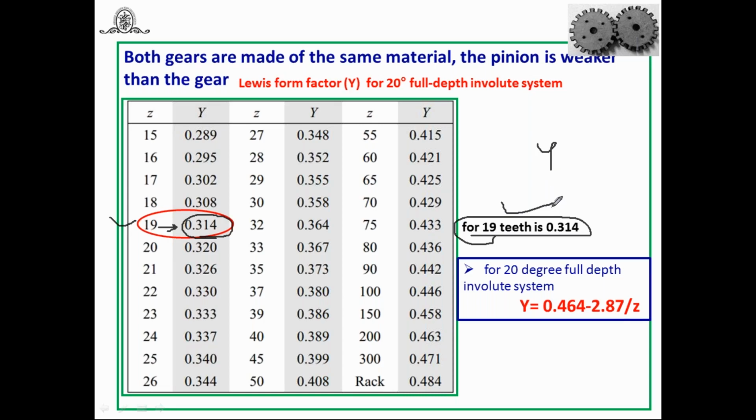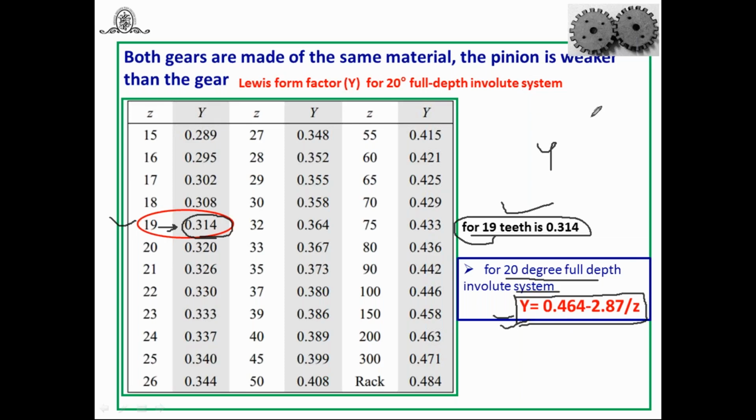That time, what to do? I have already given three equations for the different Involute systems. For the 20-degree full depth Involute system, Y, which means the Lewis form factor, is equal to 0.464 minus 2.87 by Z. This equation is applicable to the 20-degree full depth Involute system. In the problem statement, it is mentioned, so you can use this relation and put in Z.